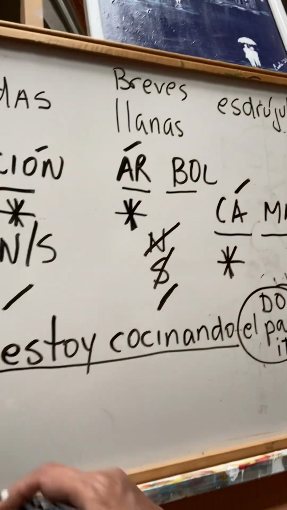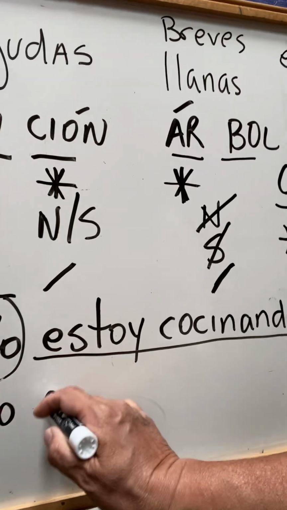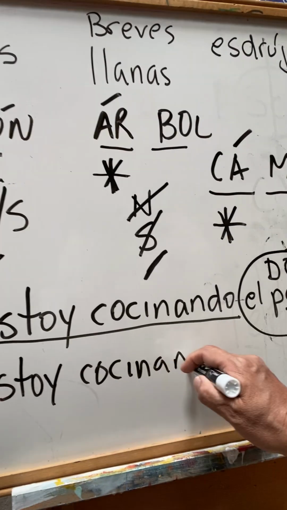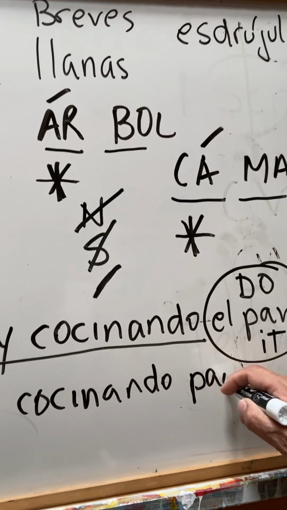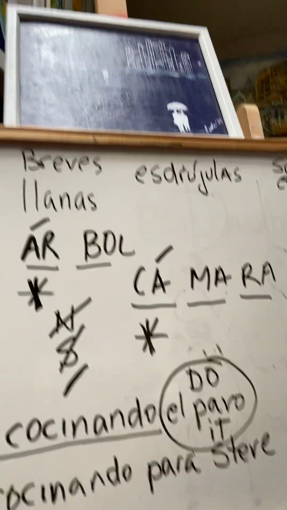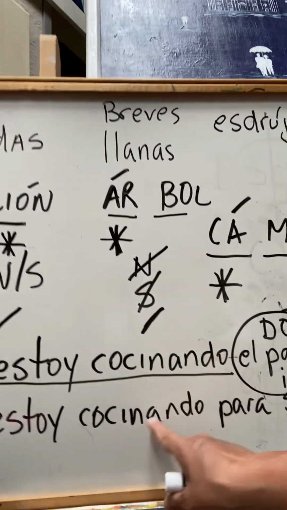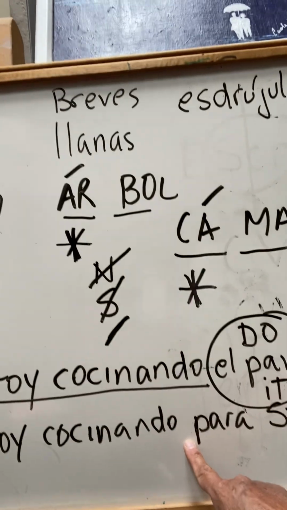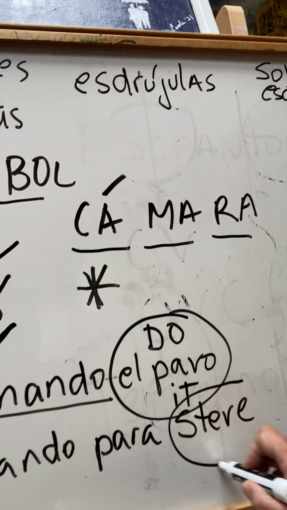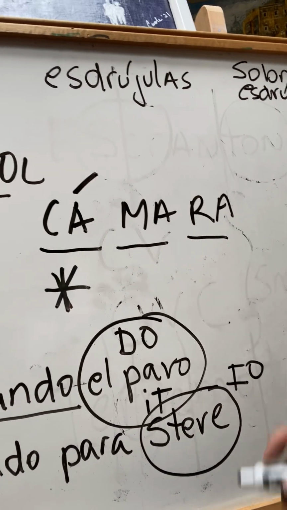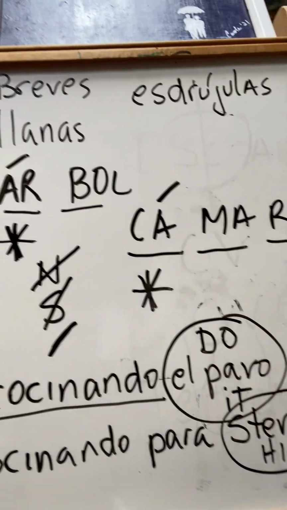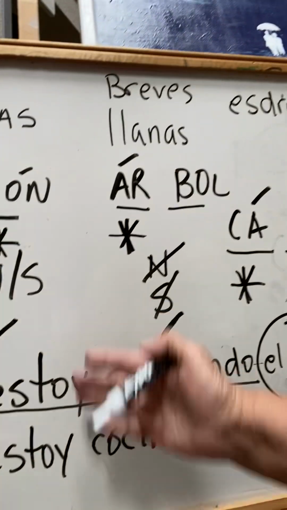In the second sentence, I can have the same thing. Yo estoy cocinando para Steve. So now here in this second sentence, I am saying I am cooking, but I'm not saying what I am cooking, but I'm telling you for whom I am cooking. In this case, Steve. So he will be the indirect object of my sentence, and it's for him. So it will be him. Yes? Okay.